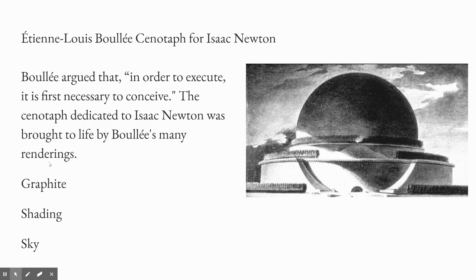Another example of a hand-drawn rendering is Boulet's Centigraph for Isaac Newton. Boulet argued that in order to execute, it is first necessary to conceive. The centigraph dedicated to Isaac Newton was brought to life by Boulet's many renderings. What makes this rendering realistic is the use of shading and the sky as context.